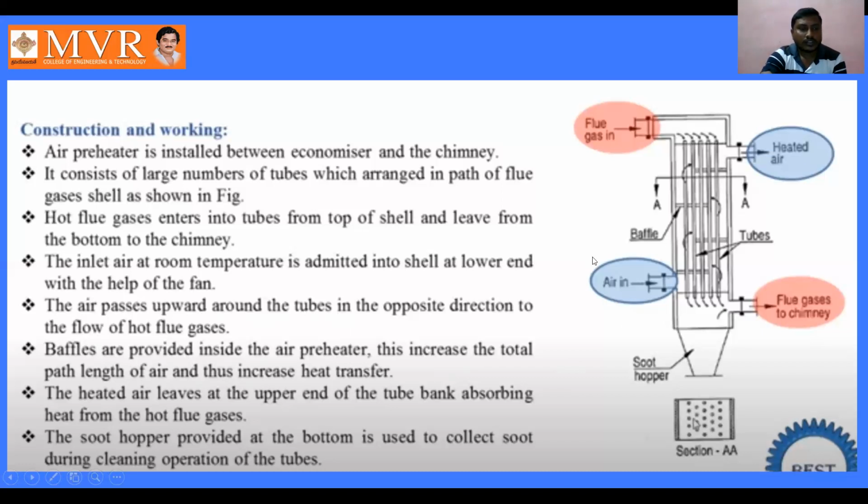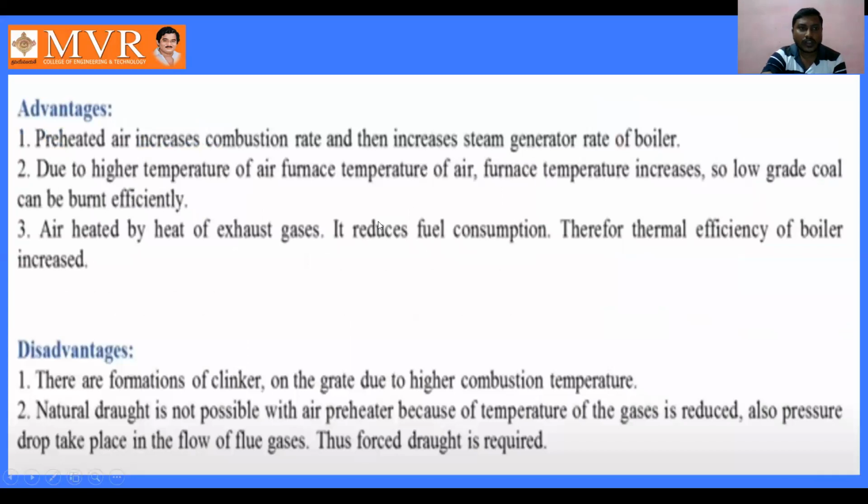See here, the heated air leaves at the upper end of the tube bank, absorbing heat from the hot flue gas. This is the place where hot air can be extracted. And the soot hopper provided at the bottom is used to collect soot during cleaning operation of the tubes. See, this is the soot hopper, meaning the sediments which have formed in the tubes enter the soot hopper. This is about the construction and working of the air preheater.